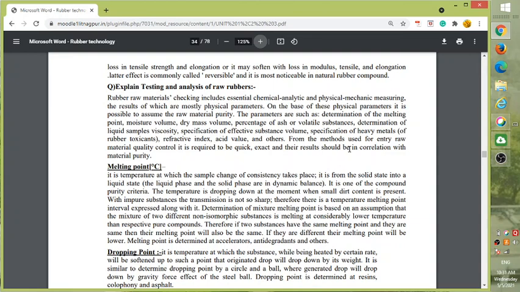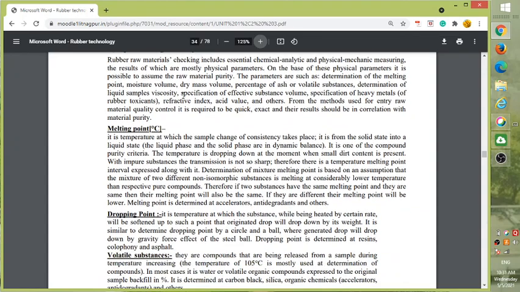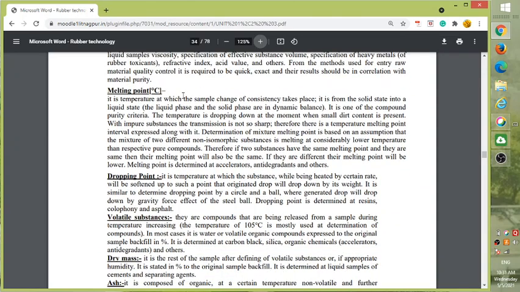From the methods used for entry raw material quality control, it is required to be quick, exact, and their result should be in correlation with the material purity. So let us see one by one: melting point. What is melting point? It is the temperature at which the sample changes consistency. It is from the solid state into a liquid state.